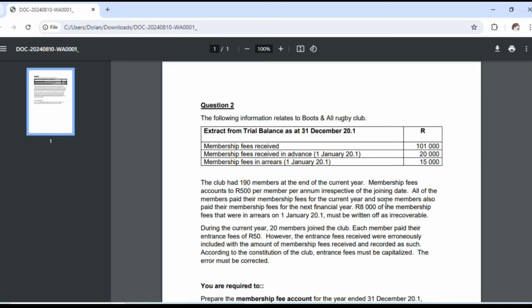And then they say some members also paid their membership fees for the next financial year, of which they did not give us the amount. It means we have to calculate for that. And then they also say 8,000 of the membership fees that were in arrears, that were accrued on the 1st of January 2001, must be written off, right?